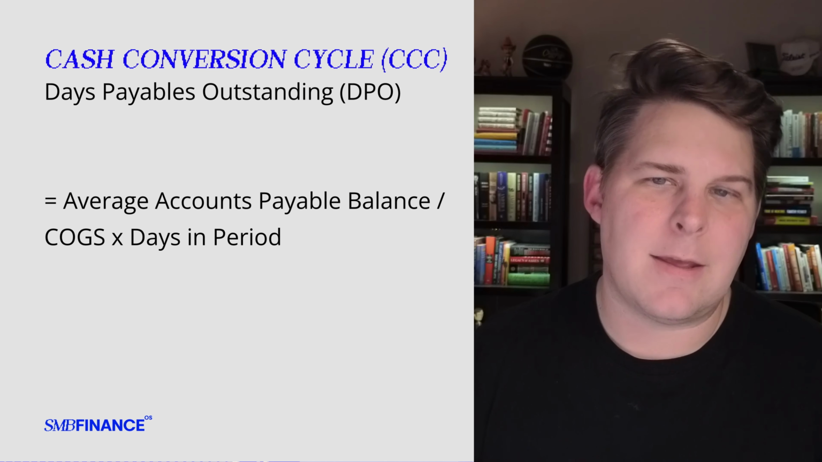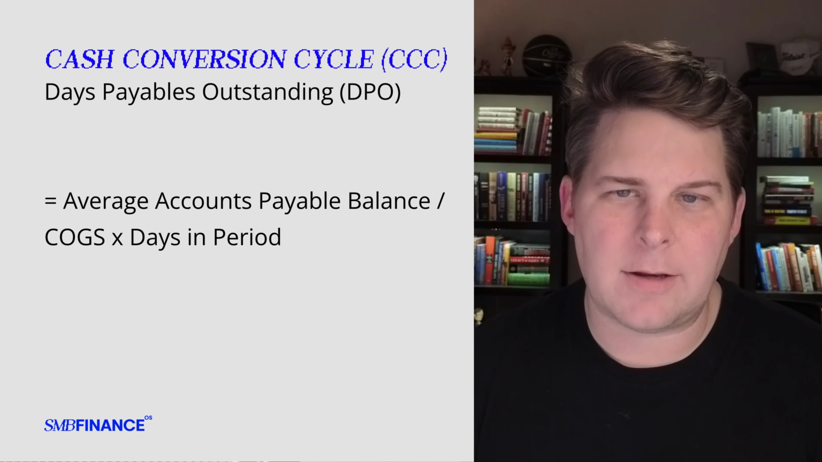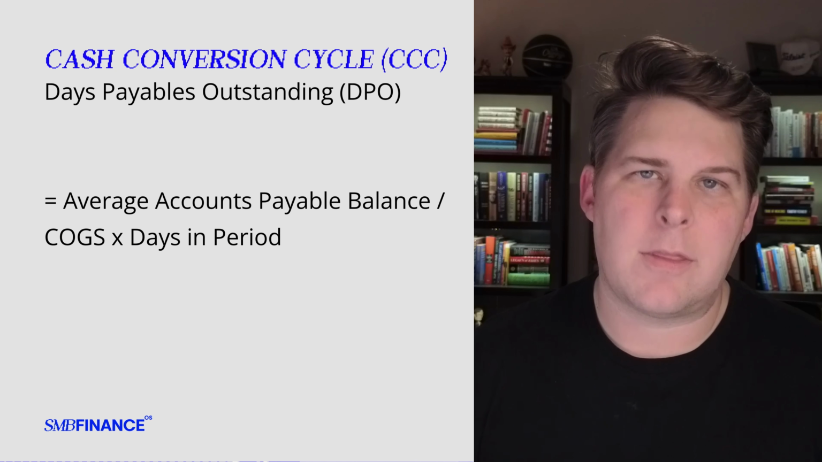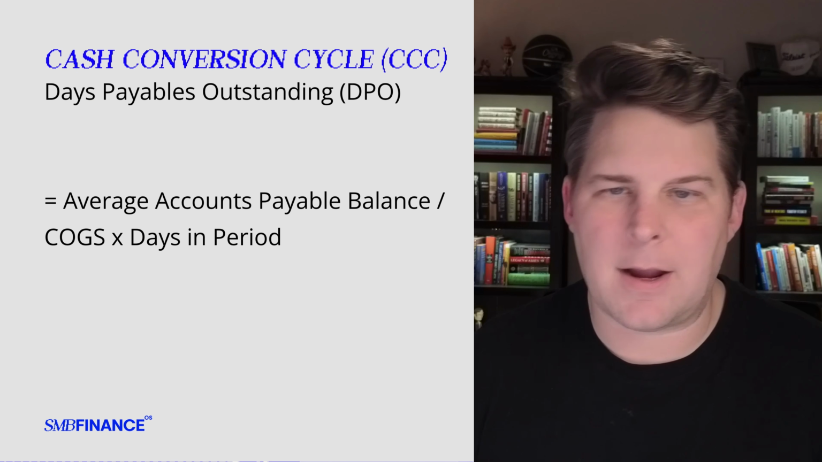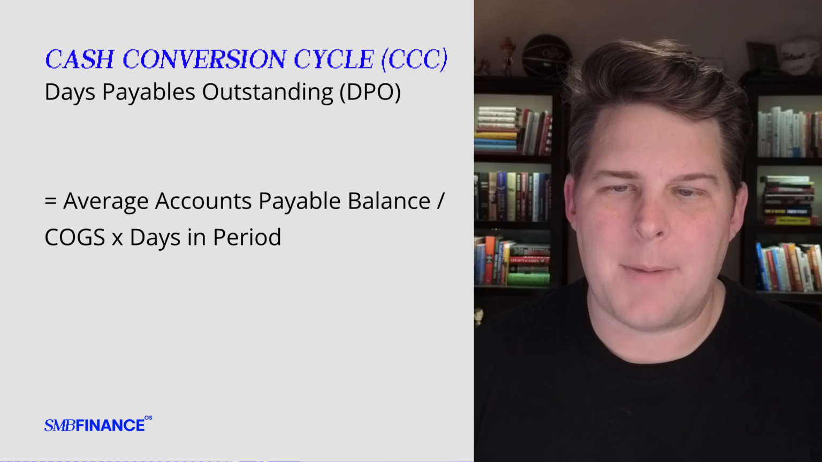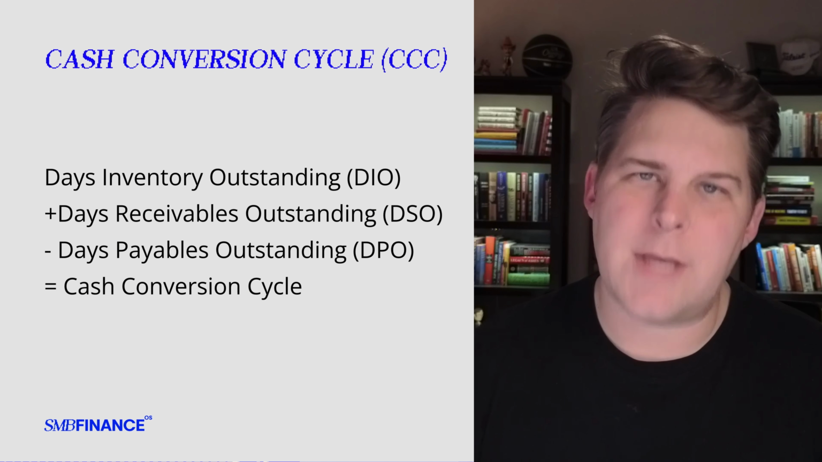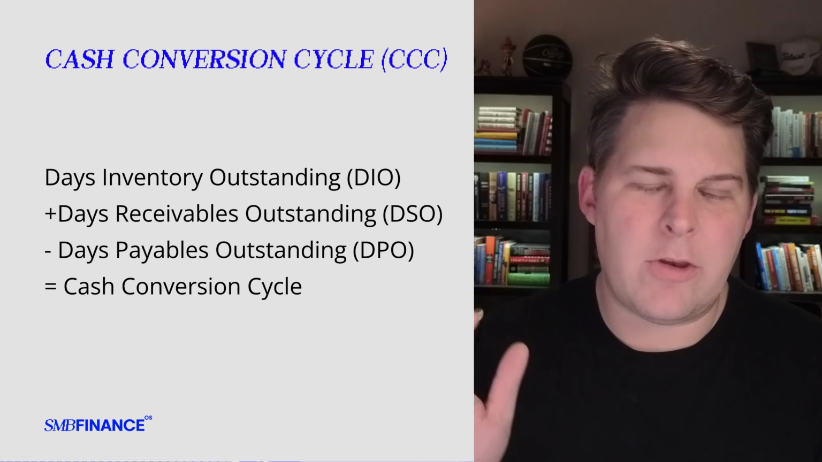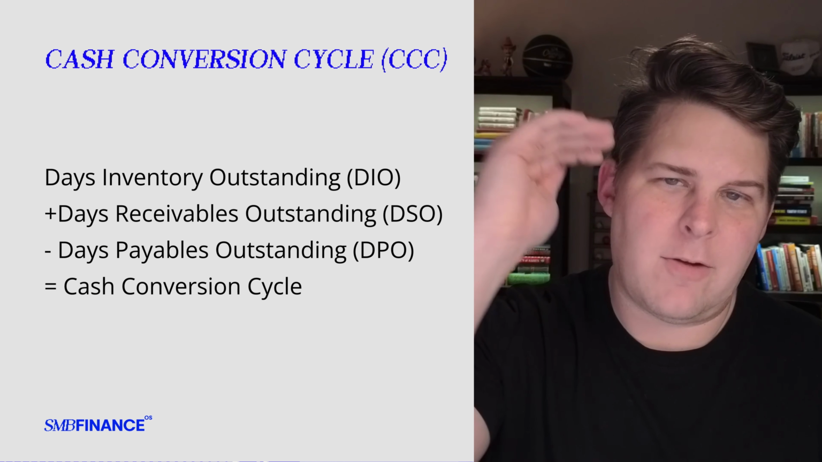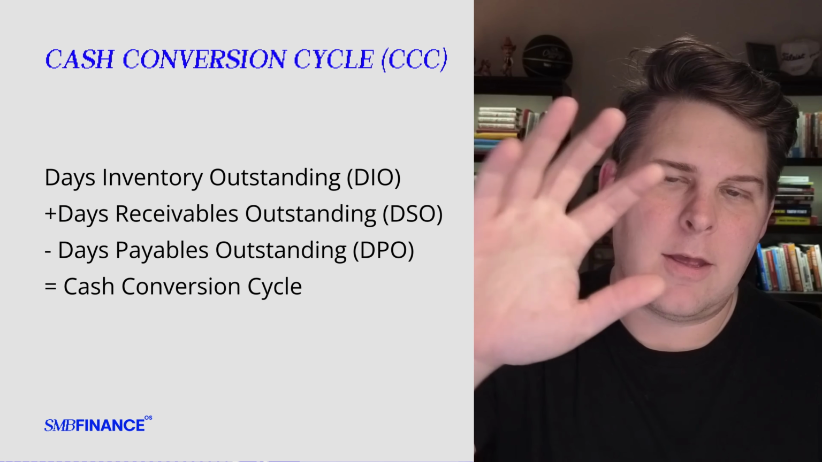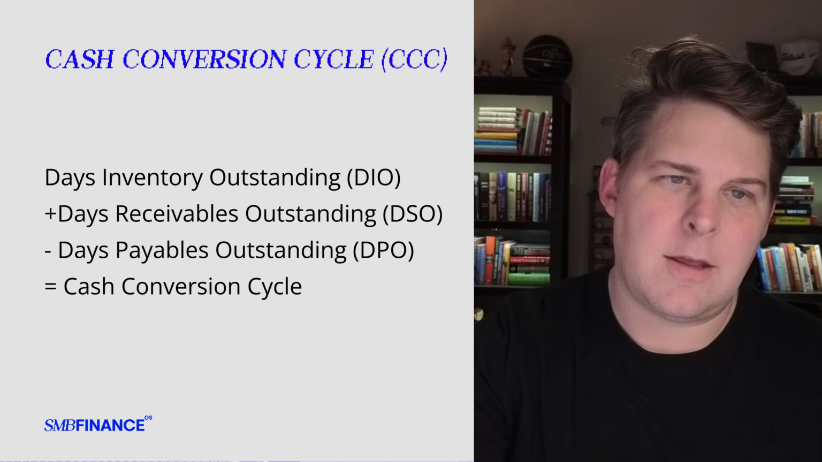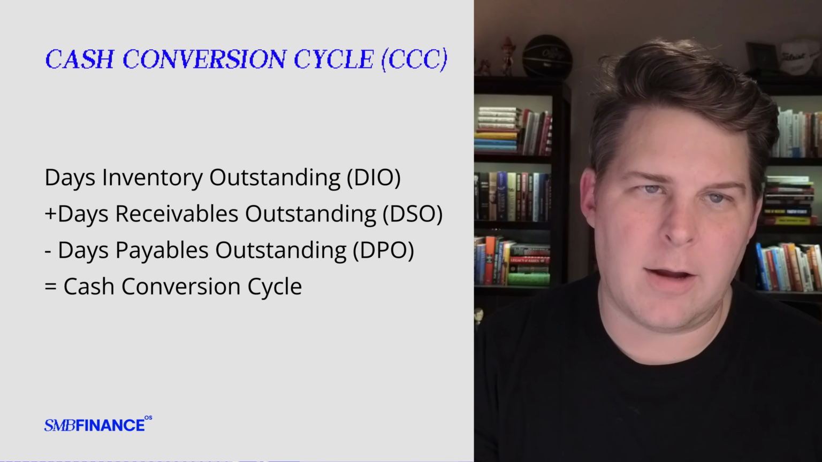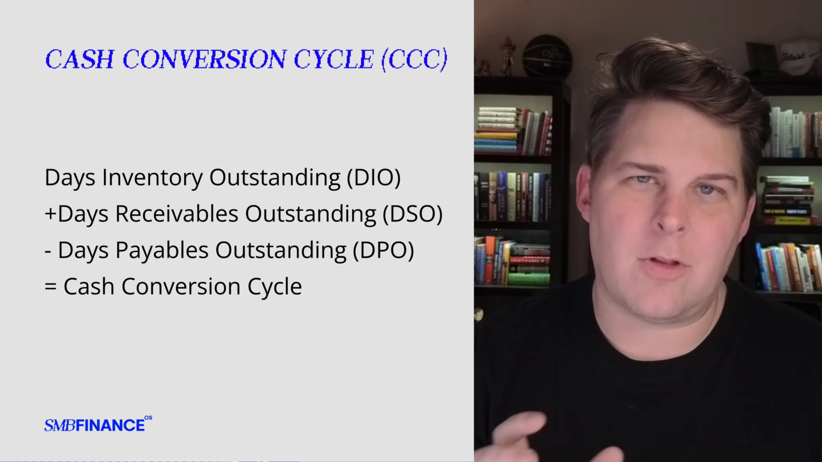The third element is the days payable outstanding. This is the average accounts payable balance over the period that you're looking at, divided by cost of goods sold, multiplied by days in the period. When you take that whole formula, you're saying how much time passes from the initial commitment of inventory, to the cash outlay related to it, to receiving the cash from the sale of that product. What is the cycle of that dollar?